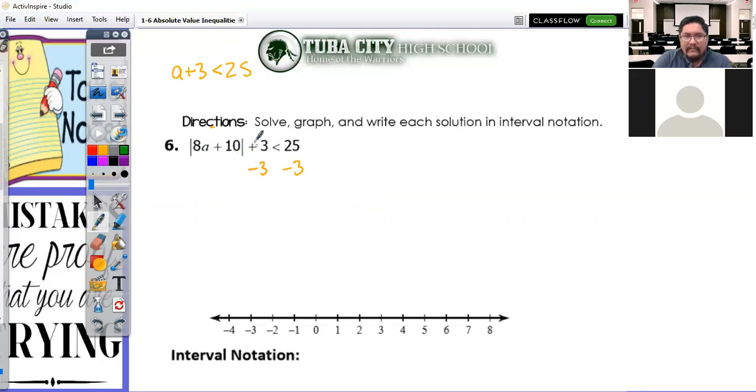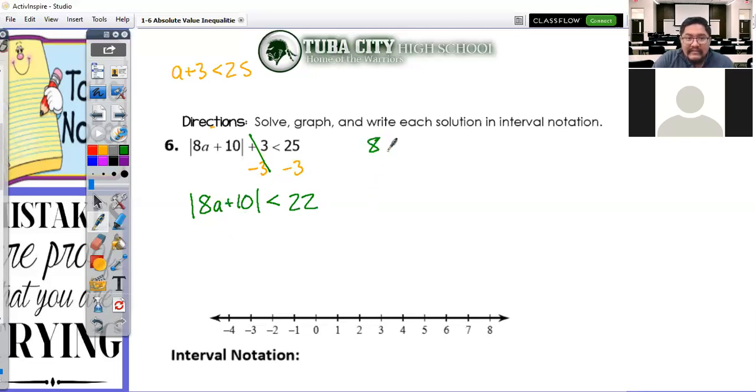So isolate it. So that's going to cancel the 3, 8a plus 10. And that's the absolute value, less than, and 25 minus 3, I think it's going to be 22. Okay. Now it's isolated. The absolute value is completely by itself on that side. Now we can get ready for 2 cases.